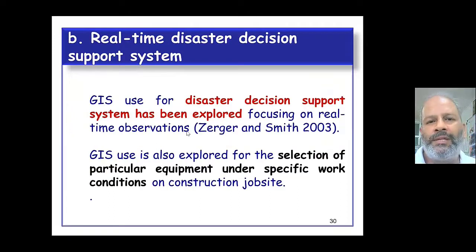Then real-time disaster decision support system. GIS is used for disaster decision support systems, focusing on real-time observation. GIS helps in selection of particular machinery or equipment required under specific conditions or at a particular location where a disaster has taken place.